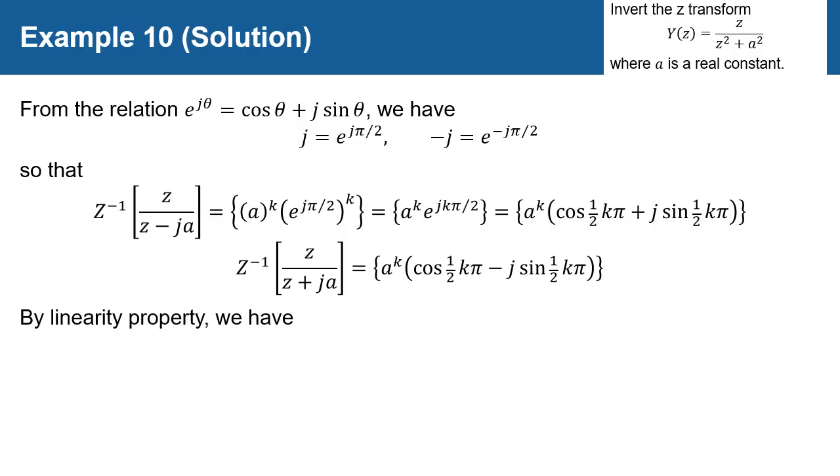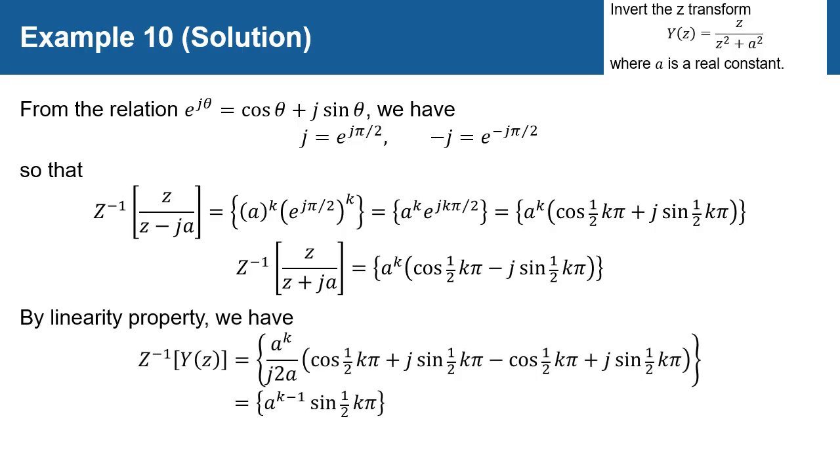By linearity property, we have the inverse z transform of Y(z) equal to a^k over j2a times [(cos(kπ/2) + j sin(kπ/2)) minus (cos(kπ/2) - j sin(kπ/2))]. Simplifying this, we now have a^(k-1) times sin(kπ/2).